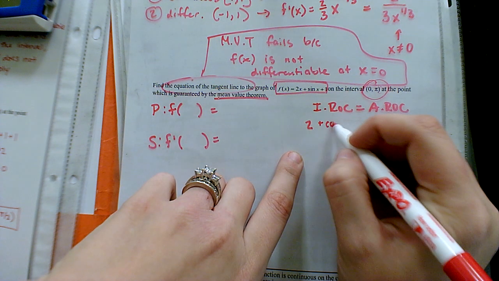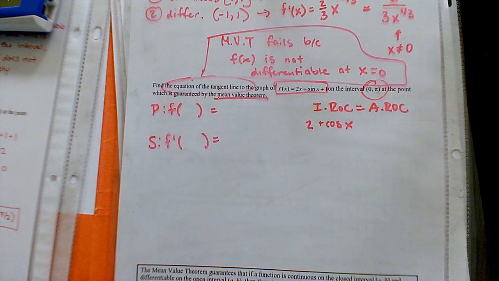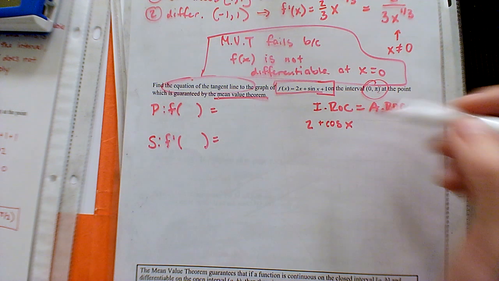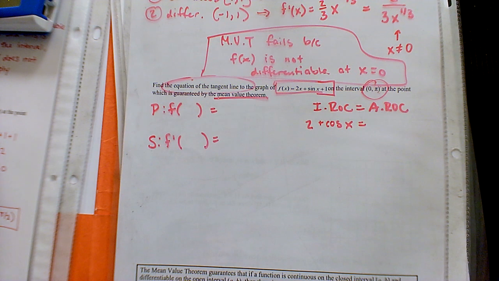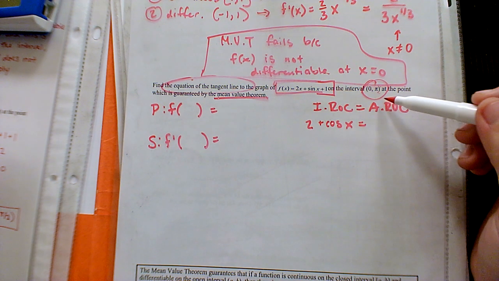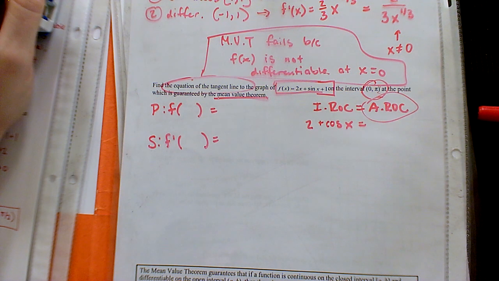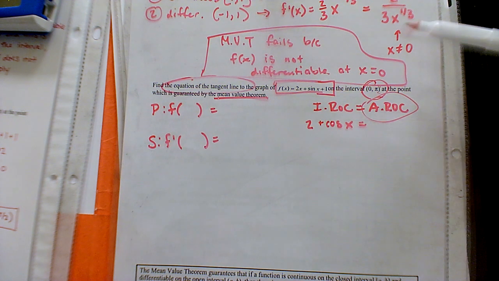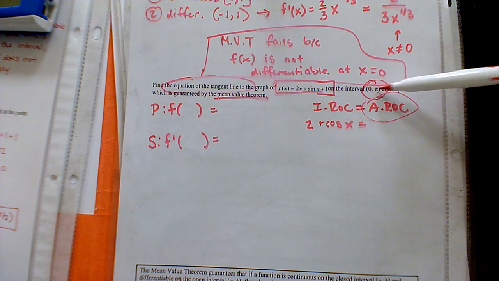2 plus cosine x. So the derivative has to equal the average rate of change, the slope between 2 points. How do you think we can calculate that? Can we figure out the 2 points that they're giving us? Yeah? Plugging in the endpoints and finding the y values. There we go. Plugging in the endpoints, and we need y values.